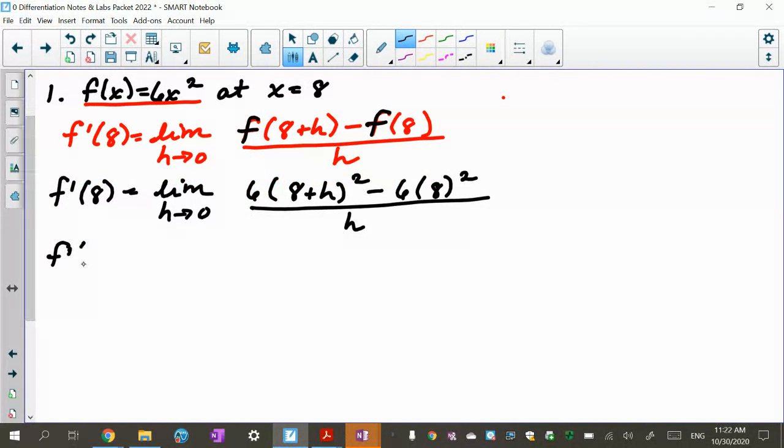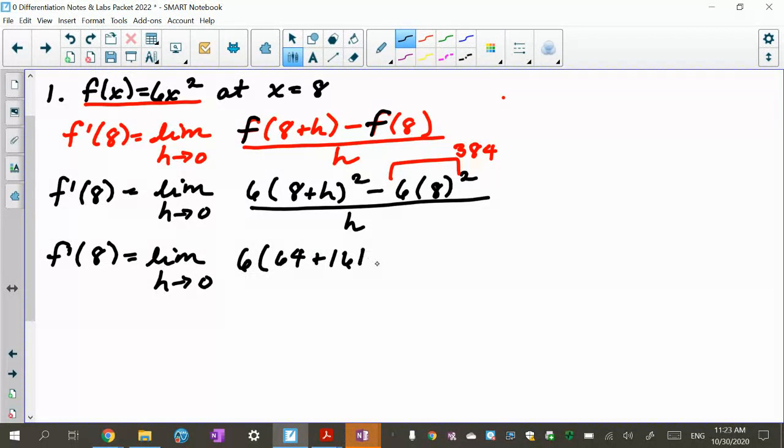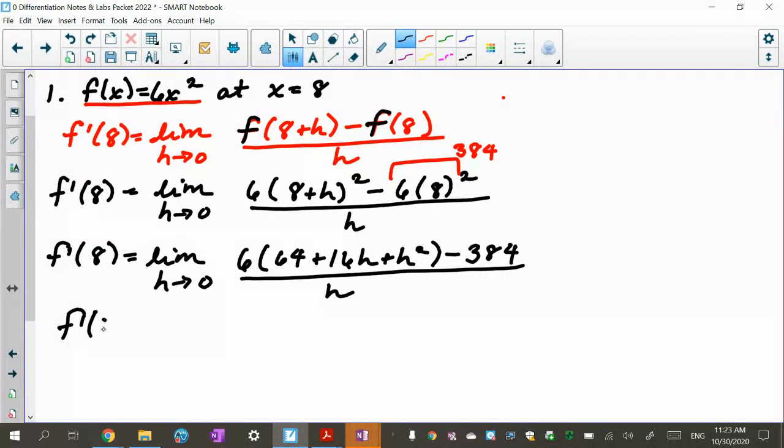So f prime of 8 is the limit as h approaches 0. The first thing I want you to notice is that 6 times 8 squared is a number, 384, so I'm really subtracting 384. That will help. I'm going to multiply this out, then multiply by 6. So let's take it a couple of steps: 6 times 64 plus 16h plus h squared, minus 384, all over h. So f prime of 8 equals the limit.